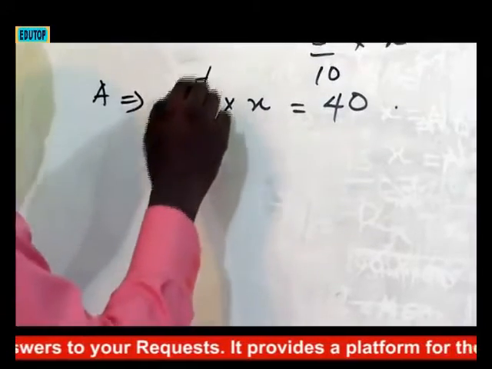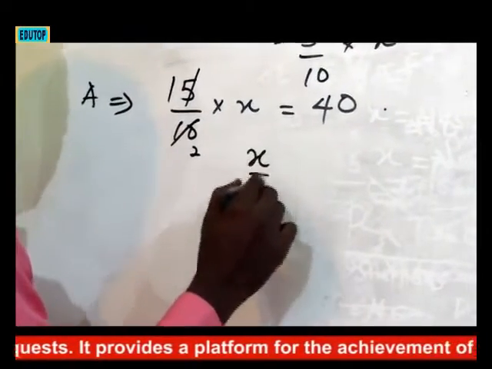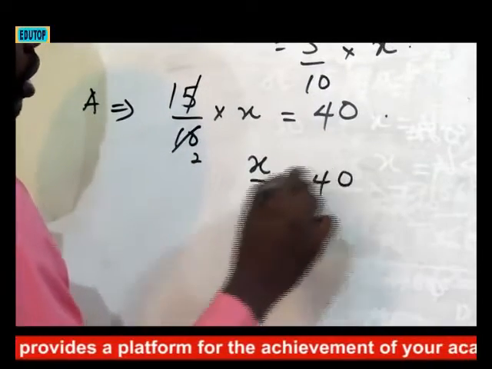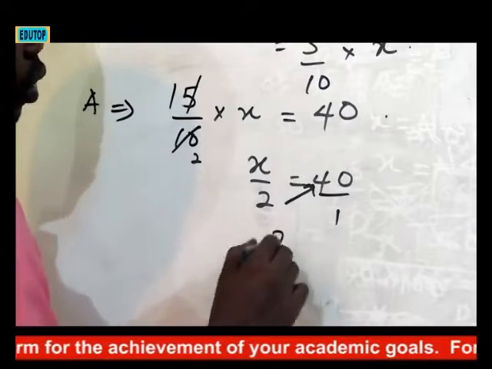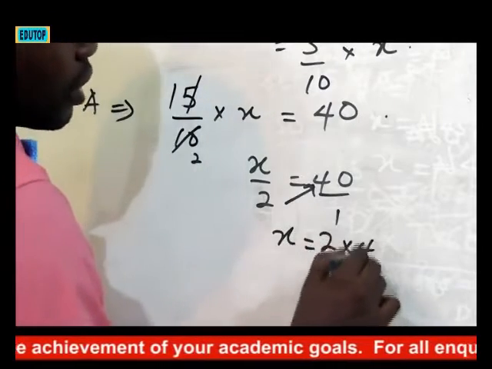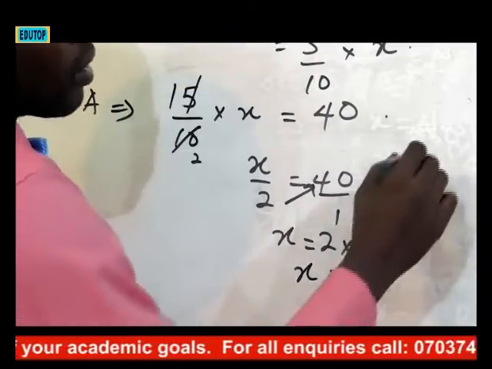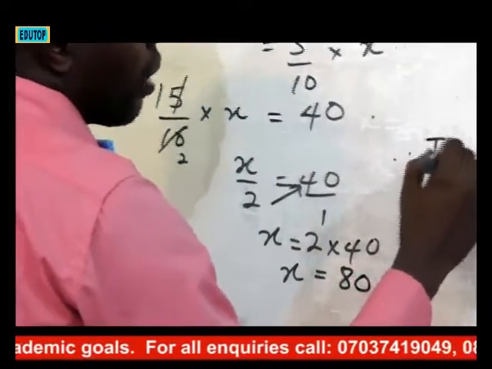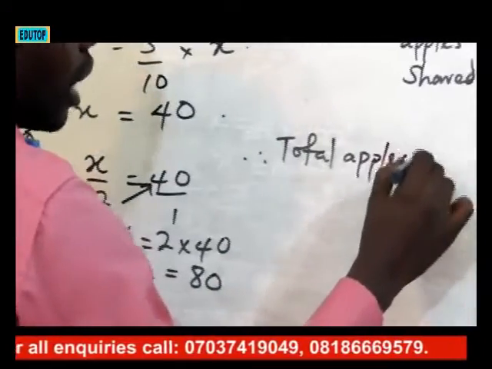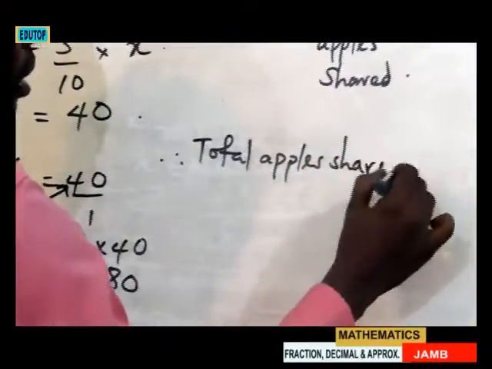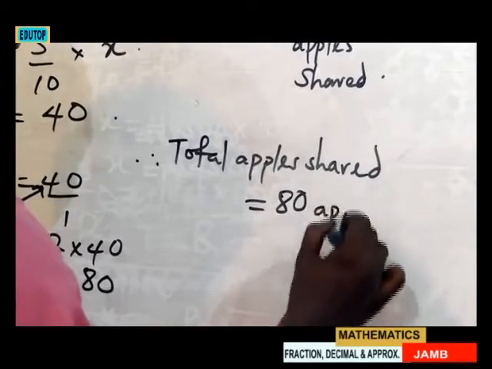So in this situation, 5 here 1, 5 here 2. 1 times X over 2 equals 40. We are looking for X. So automatically we cross multiply. So X will definitely be 2 times 40, and X will now be 80. That means, therefore, the total apples shared between the 3 girls will definitely be 80 apples.